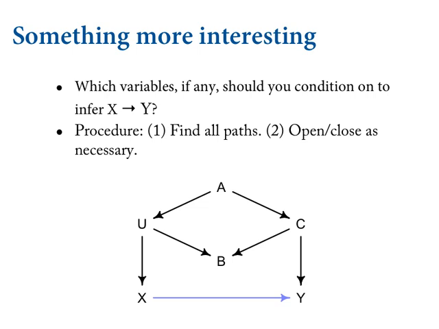Here I'm giving you the graph, and I'm saying, what do you need to condition on, actually? And what should you absolutely not condition on? And so I'll let you think about it for a moment. Let's think about it. The backdoor criterion is sufficient to figure it out in this case. What's the procedure? You find all the paths from X to Y, and then for each of them, you figure out whether you need to open it or close it.